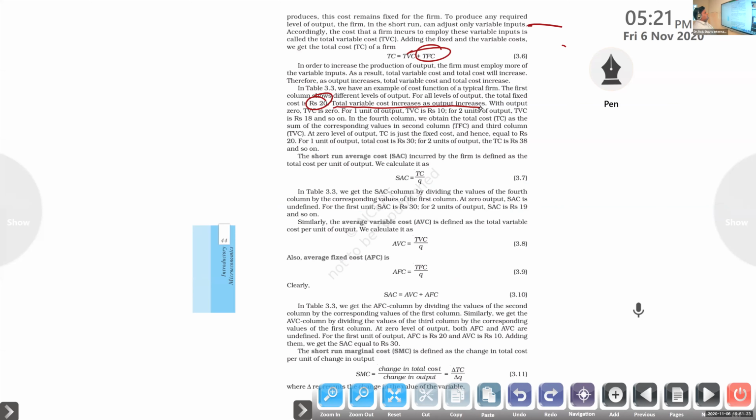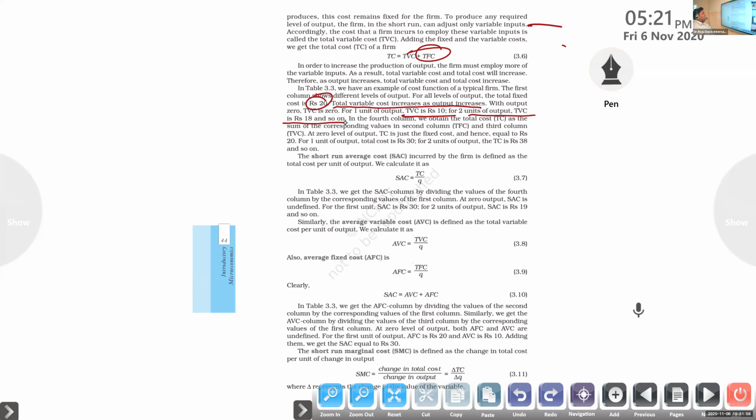With output 0, TVC is also 0. If we are not using one variable, the production is 0. We already studied that. If we are unable to use one particular input out of these two inputs, production is not possible. We want to use all the inputs. So with output 0, TVC is 0. For 1 unit of output, TVC is 10. For 2 units of output, TVC is 18, and so on.